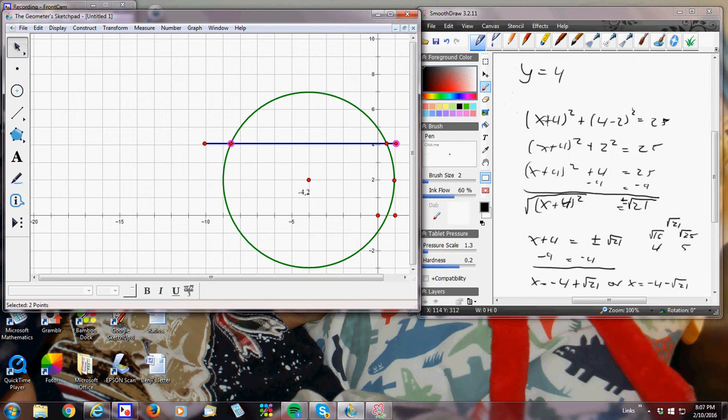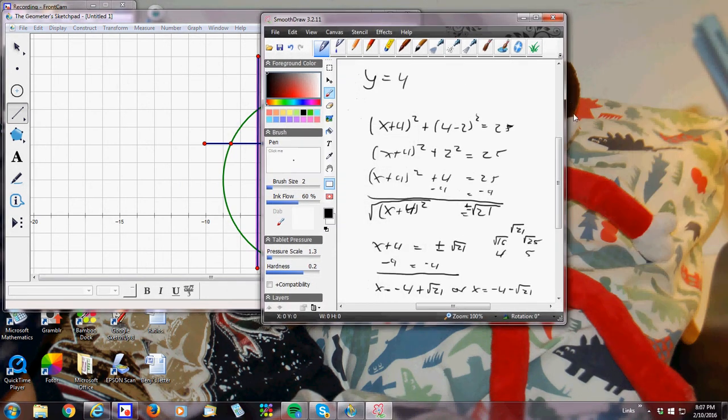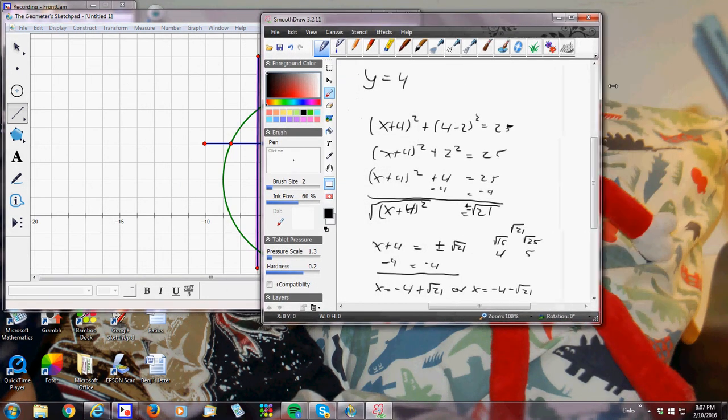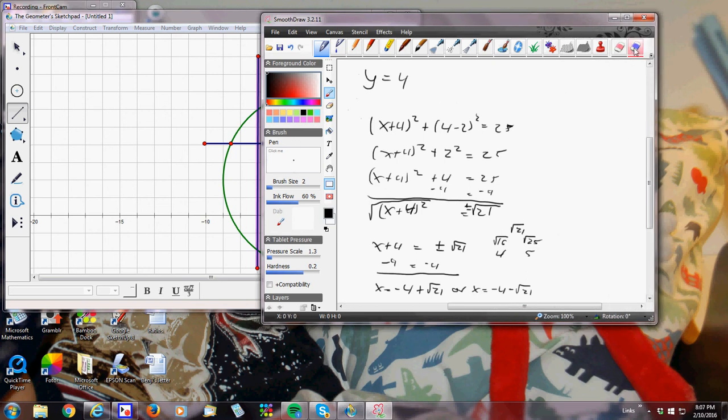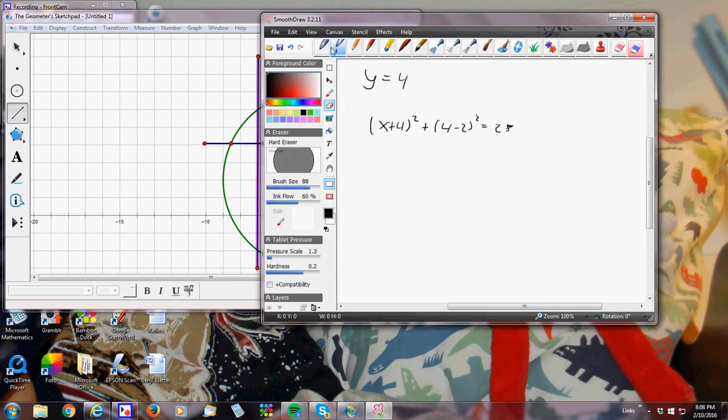And this also works. You can find out x values. So for example, if I wanted to find out the value when x equals negative 7, I would do the same thing. Of course, I'd have to find my erasing tool. And if x equals negative 7, it would look something like this. It'd be negative 7 plus 4 quantity squared plus y minus 2 quantity squared equals 25.